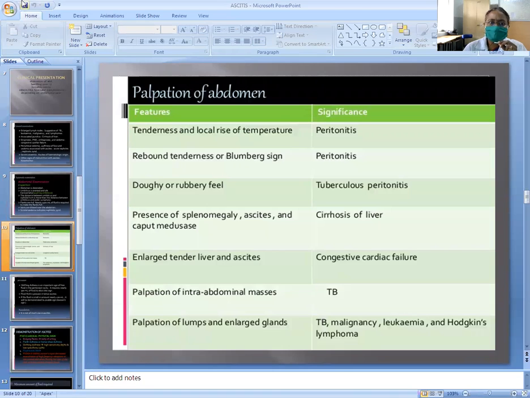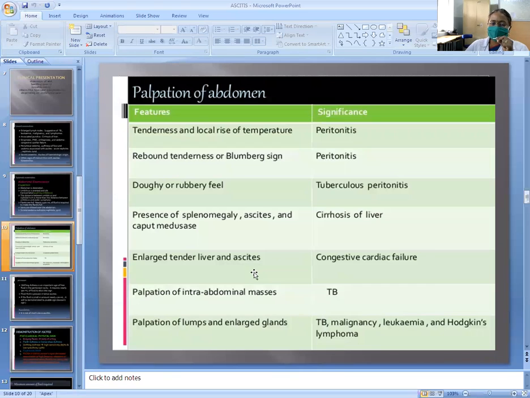Palpation. In palpation, you first have to see whether there is any local tenderness present or not. If there is bacterial peritonitis, where the cause is exudate or infection, you get tenderness and a local rise of temperature. Then rebound tenderness if there is peritonitis, and doughy feel if it is tuberculous peritonitis.